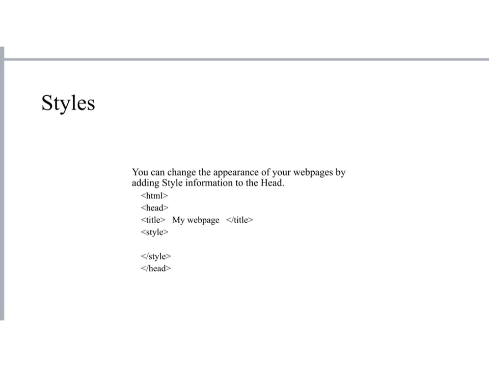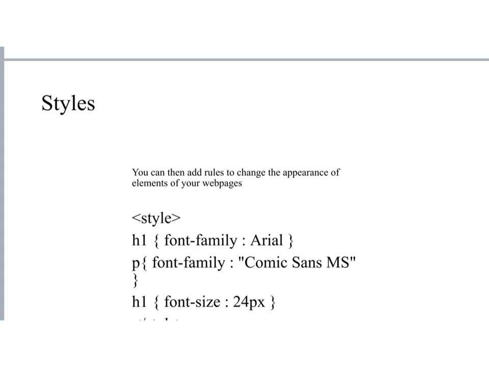Styles allow us to change the appearance of our web pages. By adding this code into the head part of our HTML, it would allow us to change all H1 tags to have the font family Arial, all paragraphs to have a font family of Comic Sans, and again for all H1s to have a font size of 24 pixels.